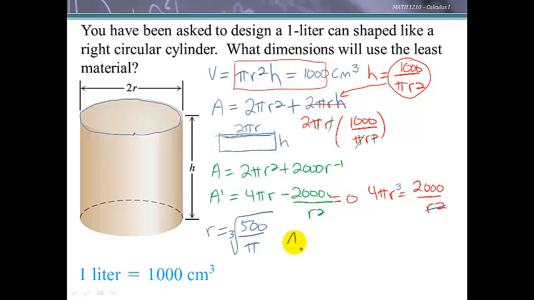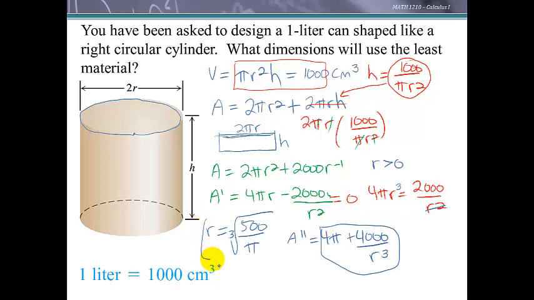Now we wanted to find a minimum, so let's make sure this is a minimum. Let's take a second derivative. That's going to be 4 pi plus 4,000 over r to the third. Now remember that r is the radius, and so r is greater than 0. So the second derivative will always be positive for r's greater than 0. That means it's always concave up. Well, then that means we do have a minimum when the radius is the cube root of 500 over pi. And we could find the height by subbing that in for r up here.